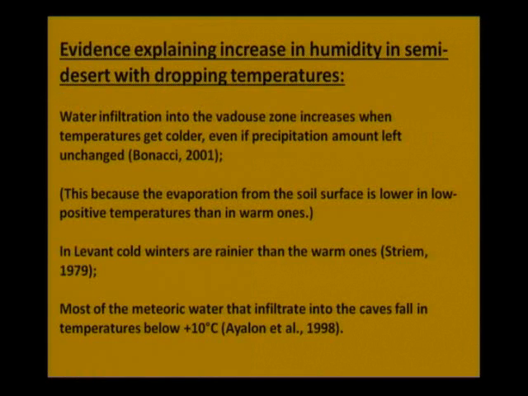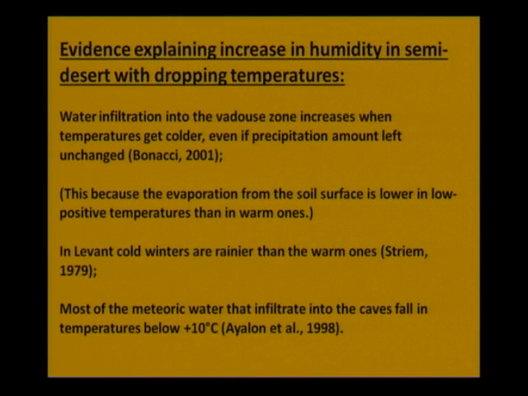Okay, so why does this happen? Why do we have an increase in humidity in the semi-desert during the cool periods? First, there was a work of Bonacci, who worked in the Dinaric karst in Croatia. It was very interesting work because it was a mountain like Mount Hermon, and they know how much rain falls on this area. Then this water penetrates down, and everything comes out in one river from the cave. So you can analyze how much water goes in and how much water comes out.